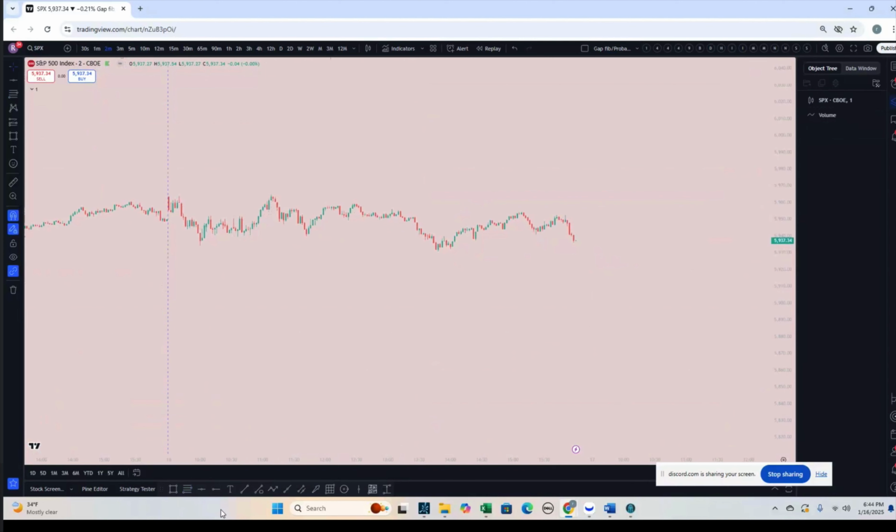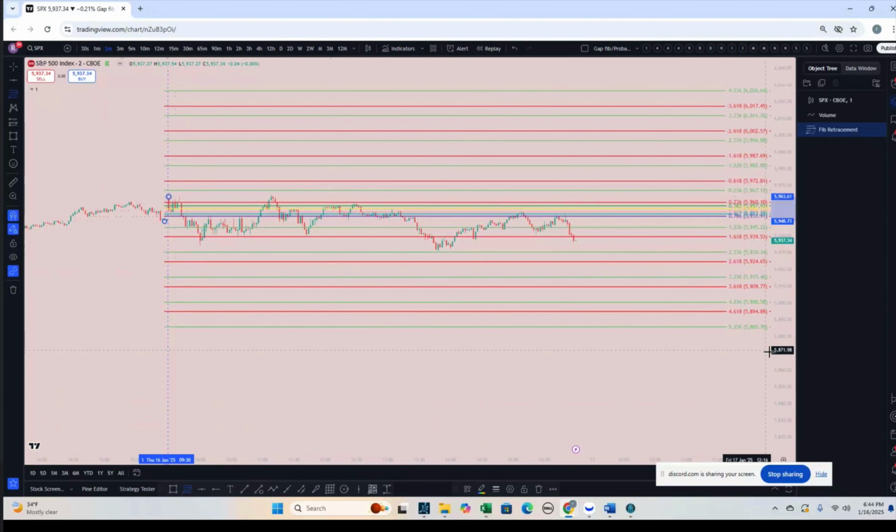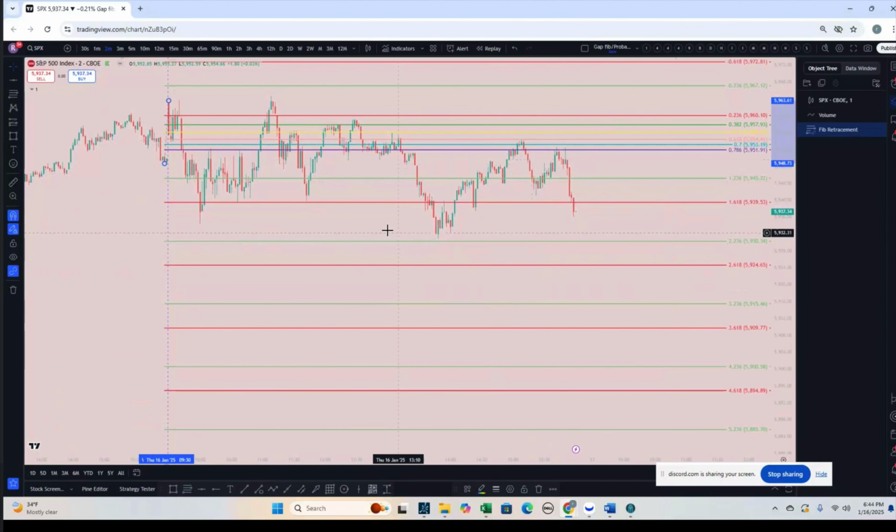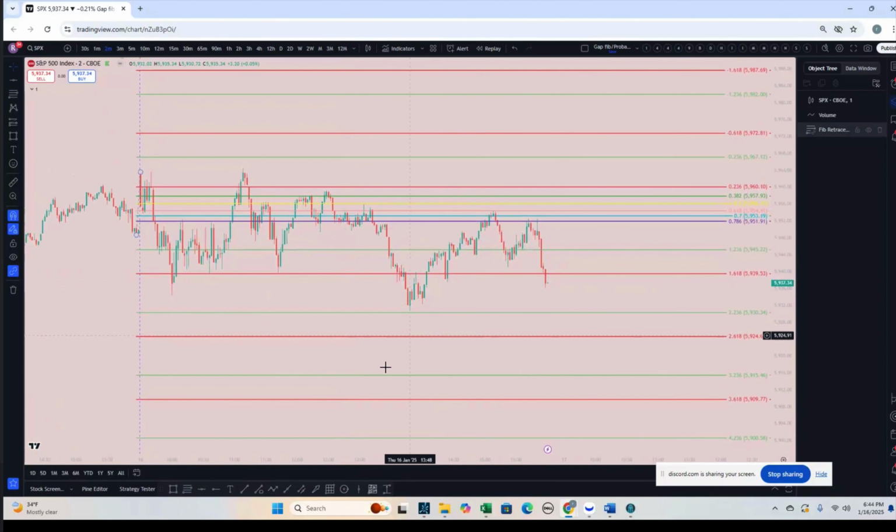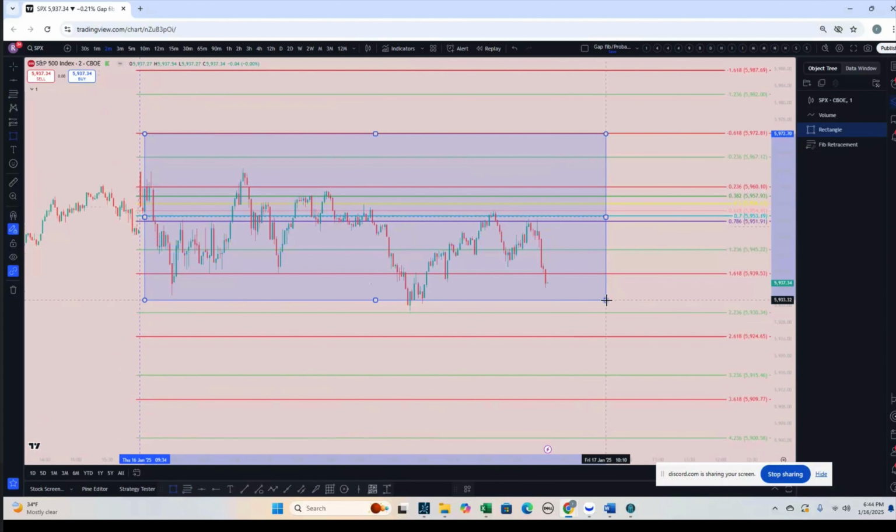Let's go to the next day, which is today. Remember, 1358. As soon as we close, boom. So now what happens, right? Every time we got out of this area, right?